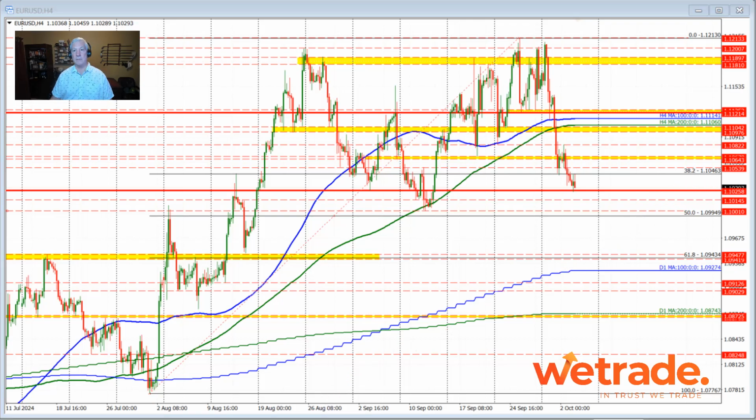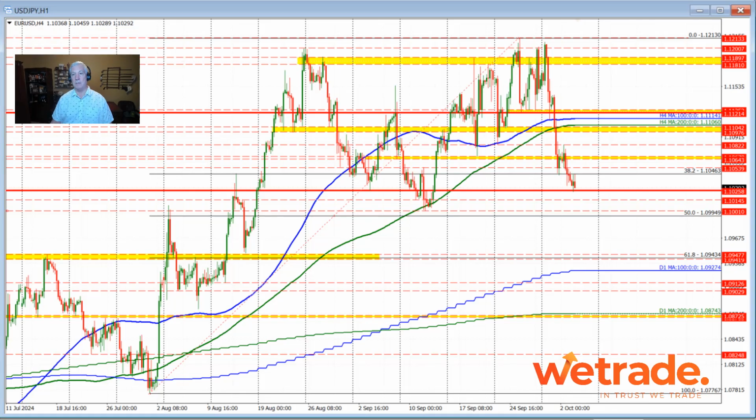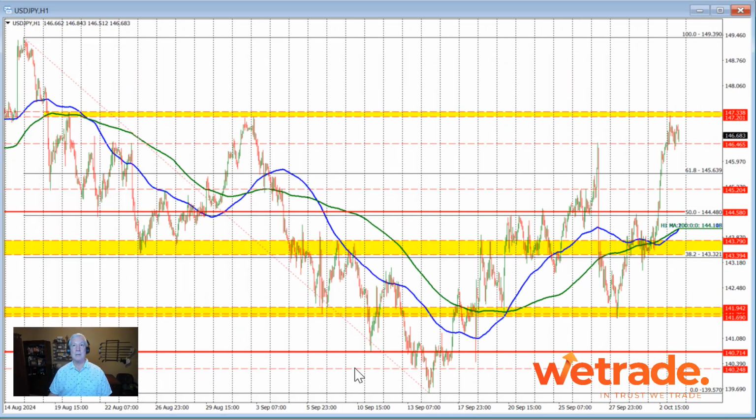Let's take a look at the dollar versus yen next, and look at the 1-hour chart for this currency pair. We saw a huge move to the upside in trading yesterday that based near where the 100 and 200 hour moving averages had started to converge. Those two moving averages can converge. What does that say? It says the market's unsure and in a neutral state. It's trying to figure out which way it wants to go.